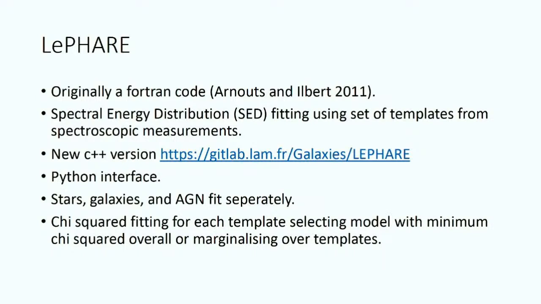So LePhare, the code itself, is originally a Fortran code. As I mentioned, it's a spectral energy distribution fitting using a set of templates, spectroscopic measurements, or modified models. There's a new C++ version. Actually, this is the official version, which you should be using for science, but one of the things I'm going to be presenting is a new version, which we've made a lot of improvements to. It has a Python interface. I think for a lot of us now, we grew up on Python, so a lot of the code can be run straight through Python, which is very useful. As I said, stars, galaxies, and AGN are going to be fit separately.